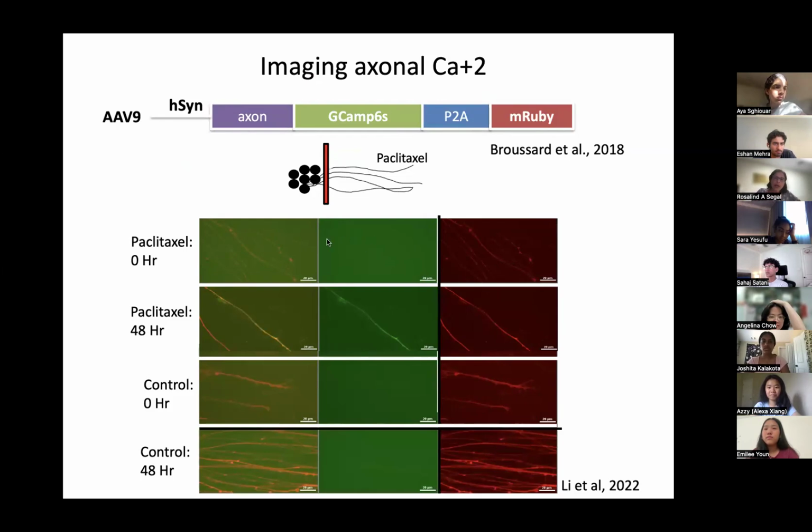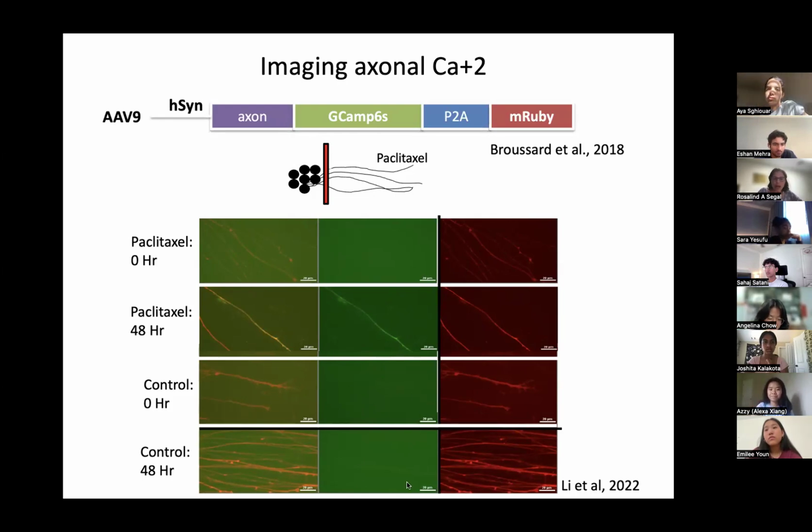You can see here that exciting it at the correct wavelength, in response at baseline, there's very little visible calcium because of the concentration it's at. And following paclitaxel, this increases at the same time as the amount of axons, which you can see in red, are decreasing.